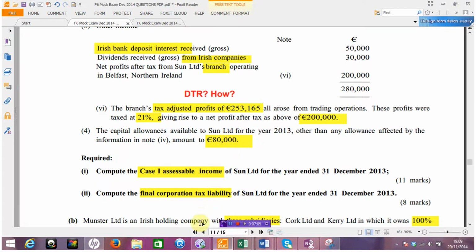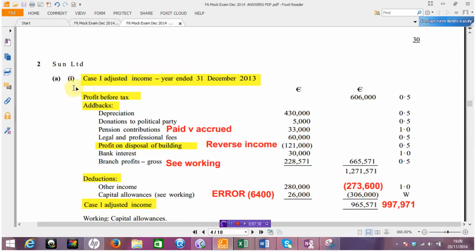Okay. So really we have two parts here. I'll deal with these one by one, and then we'll deal with B in a moment. So let's look at the answer for part A1. As I've said, pretty standard format. We know our starting point. Watch for that. Our addbacks are sort of what we'd expect. Certainly, let's get the easy ones in quickly, things like depreciation or indeed political party donations. The pensions, we know that it's paid versus accrued, so we'll see that we're adding back the accrued element.